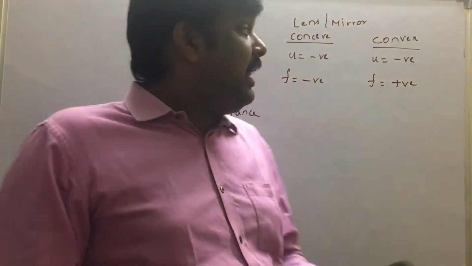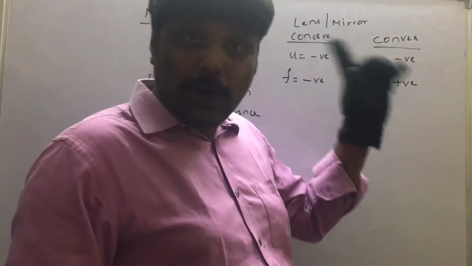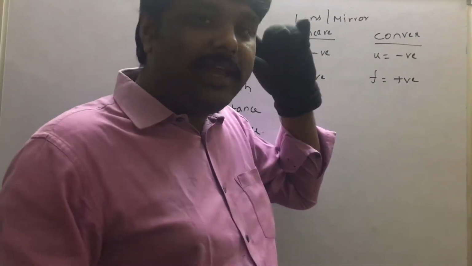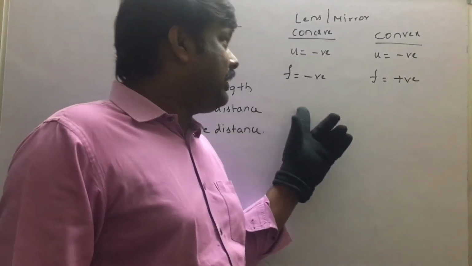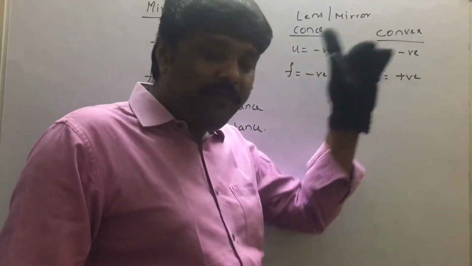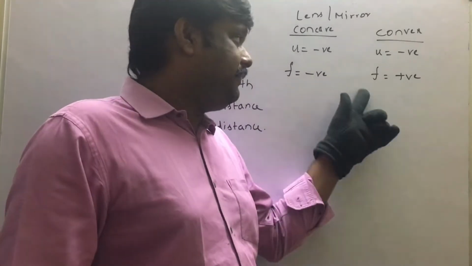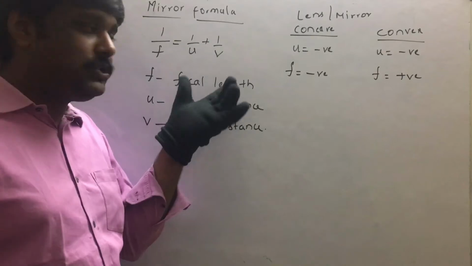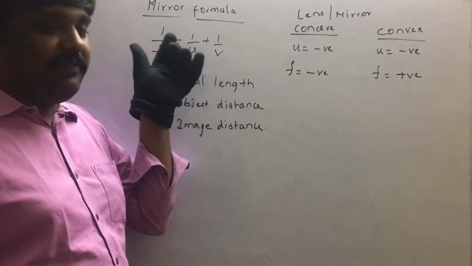Hope you got it. Either for concave or convex, lens or mirror, u is always negative. For concave, mirror or lens, f is negative. For convex, mirror or lens, f is positive. We know the mirror formula, 1 by f equals 1 by u plus 1 by v.